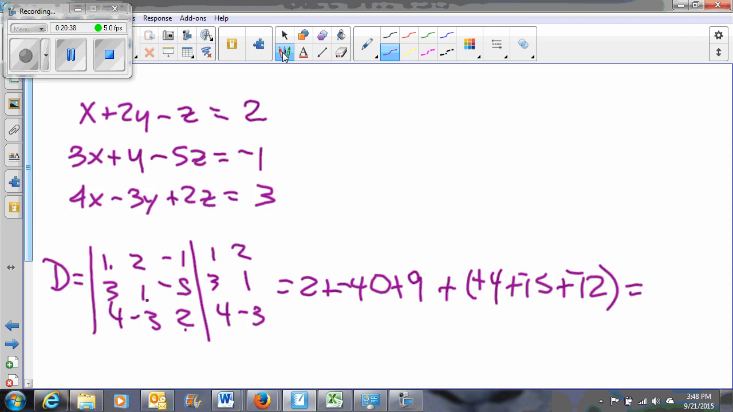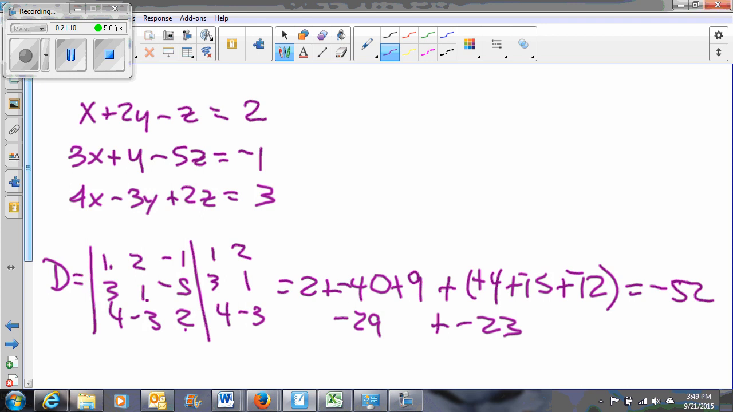2 minus 40 is negative 38. Minus 9 is negative 29. I think I said that. Okay. And then we have 4 plus negative 15 plus negative 12. Now, 4 plus negative 15 is negative 11. Negative 11 plus negative 12 is negative 23. So we're adding negative 23. And negative 29 plus negative 23 is negative 52. So I'm happy with that number now.